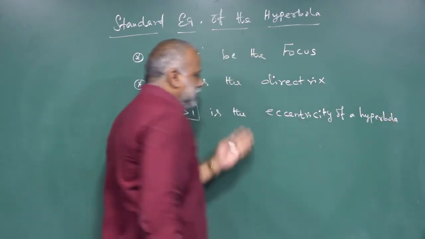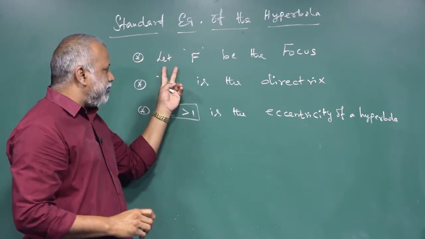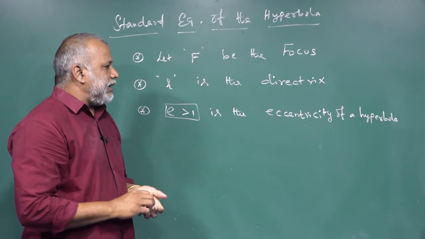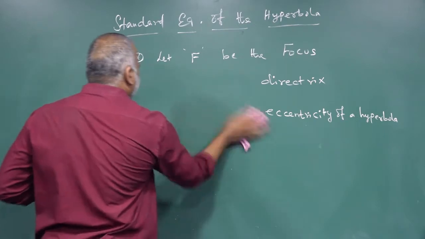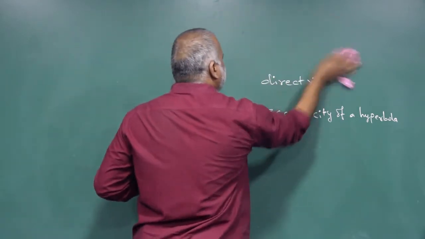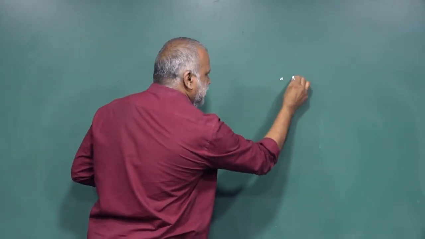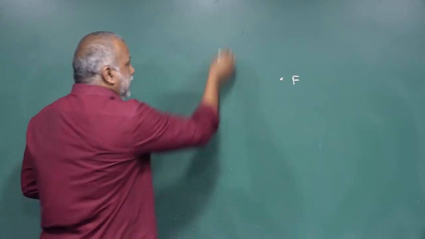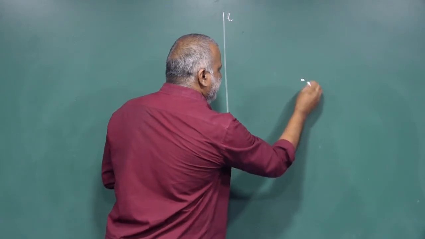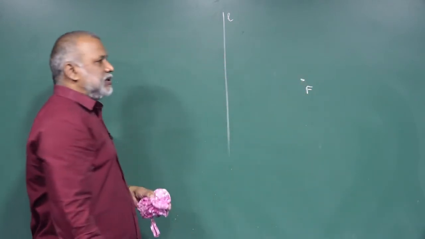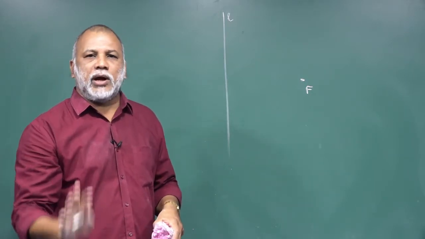Now we have to draw this explanation here. See the three explanations. F is the focus. L is the directrix. E greater than 1 is the eccentricity of a hyperbola. Now see the diagram. Already we discussed all the concepts. Today we have a small difference. Let F be the focus. L is the directrix. Here F is the focus. See the first two lines. E greater than 1 we are going to use when we are working out the problems.